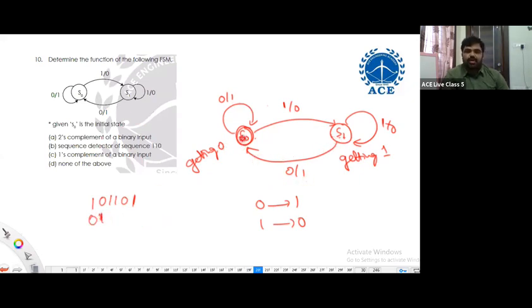Now we are in S0 state. What is the input we are getting? 1. When you are getting 1, it is moving to S1 state. Output is 0. Now we are in S1 state. You are getting input 1. So for 1, output is 0, same state. Now we are in S1. You are getting a 0 now. So next state is S0. Output is 1. Now you are in S0 state. Input is 1, output is 0, it is S1 state. If you are observing, inputs and outputs are exactly one's complement. In such cases, just consider some input sequence and observe what its functionality is.